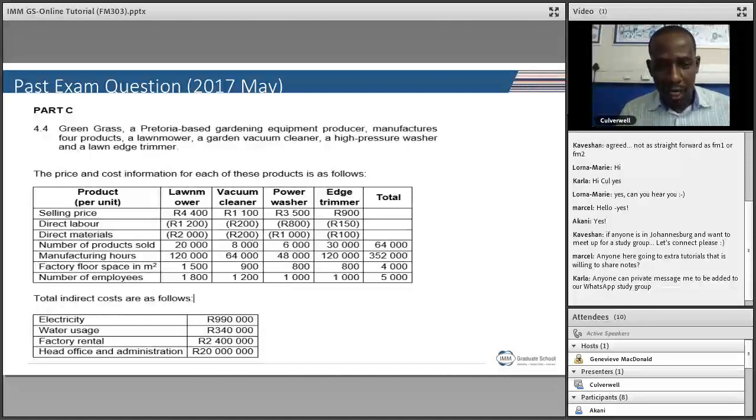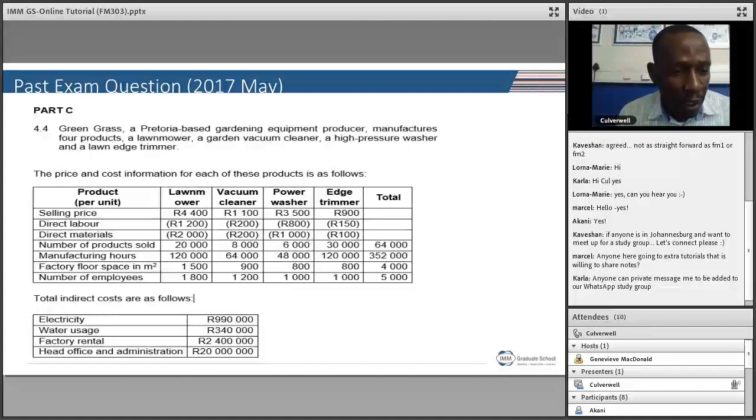I'll then also do exactly the same for the vacuum cleaner. How many square meters are being occupied? 900. What is the cost per square meter? 600. To give you 540,000. So we've done our factory rental.